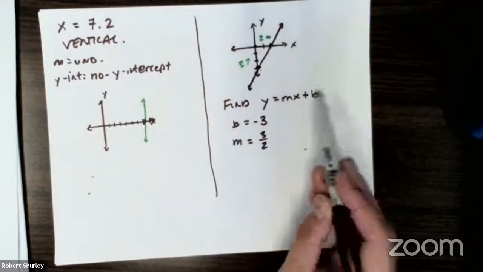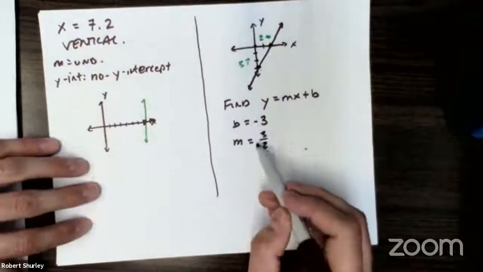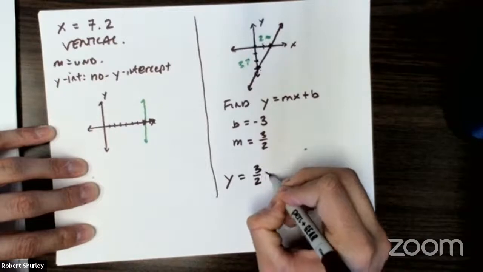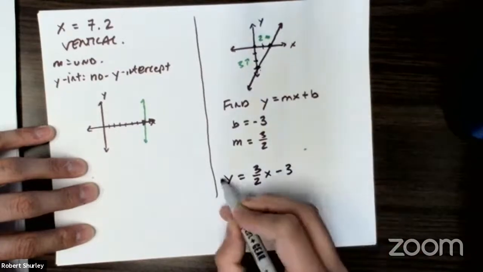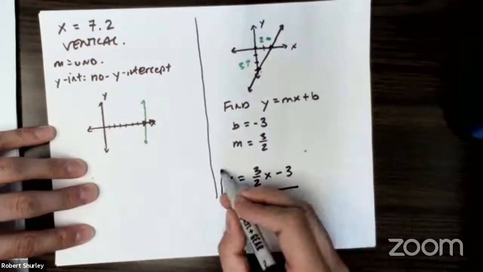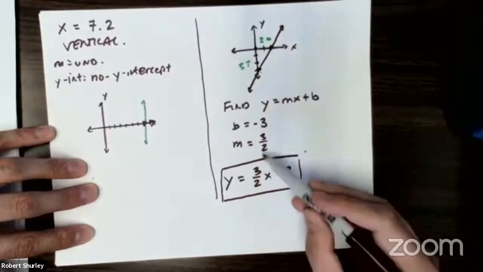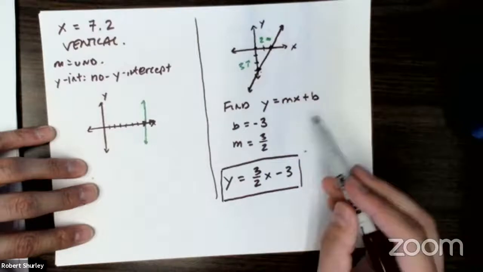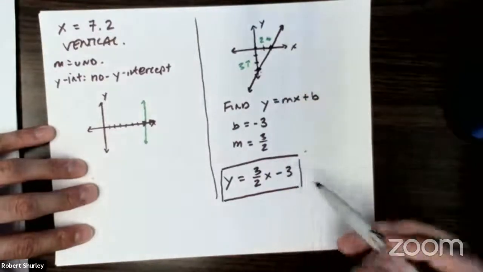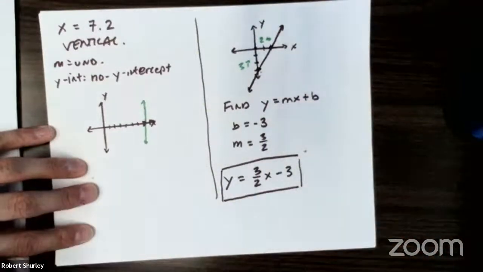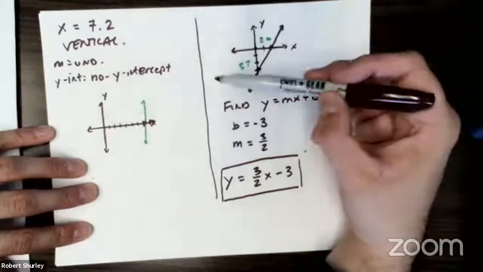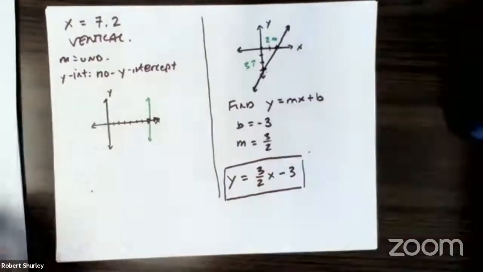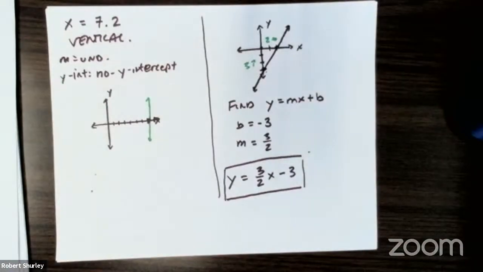Now, I can find y equals mx plus b. I know the two parts, the b and the m. So y equals 3/2 x minus 3. Right? 3/2 is the slope, so it goes in front of the x. And then my y-intercept, -3, goes out here as a constant. That's my equation to this line. Kind of neat. We were just given a line, and we found the equation from it. Pretty cool.